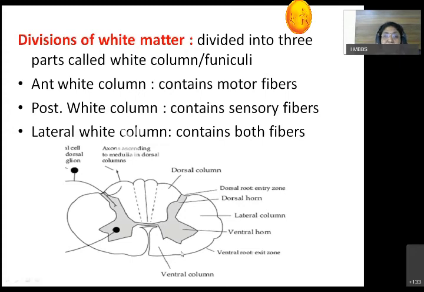So there are three columns, which are also known as funiculi or fasciculi. So there is the anterior funiculus, posterior funiculus, and lateral funiculus, or anterior column, posterior column, and lateral column.